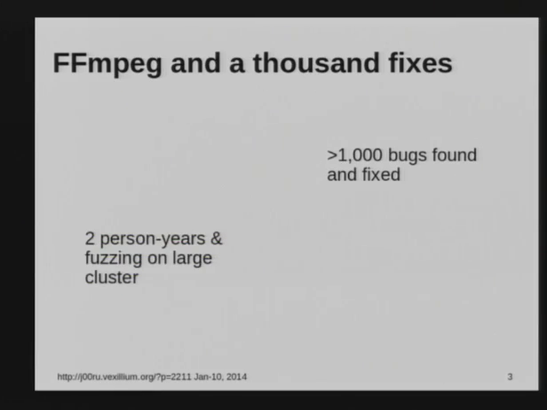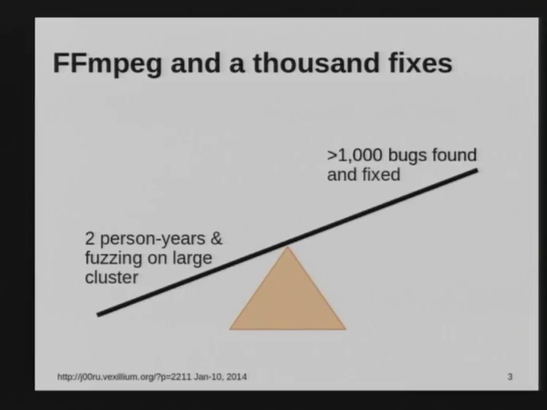So they need to make sure that this software is secure. They spent some time and found more than 1,000 bugs in this single software suite. They also had to spend a huge amount of resources: 2 person-years, and they fuzzed on a large cluster, so they used a lot of hardware to actually find all these bugs. If you compare these two points, on one hand they found more than 1,000 bugs, but on the other hand it was a huge project and needed a huge amount of resources.